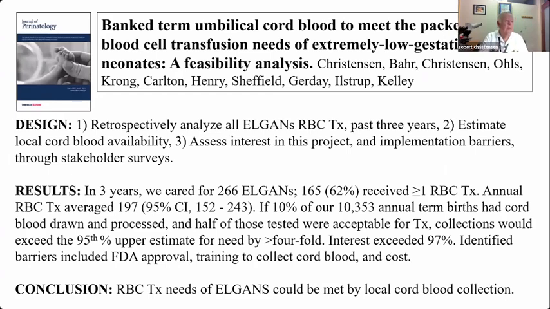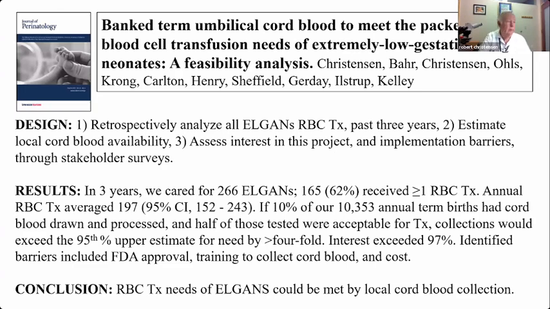So a few months ago, we published this first in a series of studies looking at the possibility of making term neonates' otherwise discarded blood the product of choice for neonatal transfusions of our smallest babies. It was a retrospective analysis of all of the transfusions given to ELGANs in our group of hospitals the past 3 years, estimating the amount of blood that we would need if we changed the paradigm from adult blood donors to umbilical cord donors. We assessed the interest in the product.